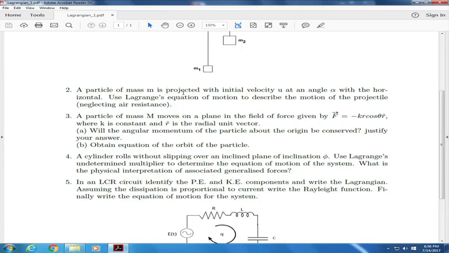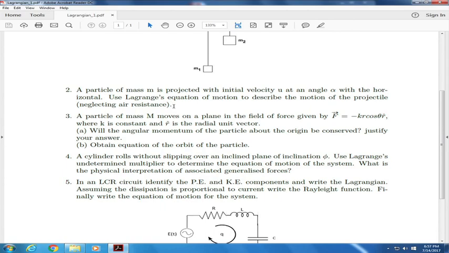A particle of mass m is projected with initial velocity u at an angle alpha with the horizontal. Use Lagrange's equation of motion to describe the motion of the projectile, neglecting air resistance. So, essentially what we need to do is we need to simply write the Lagrangian of a system of a projectile and see if we can get to the equation of motion. So, it is very straightforward.